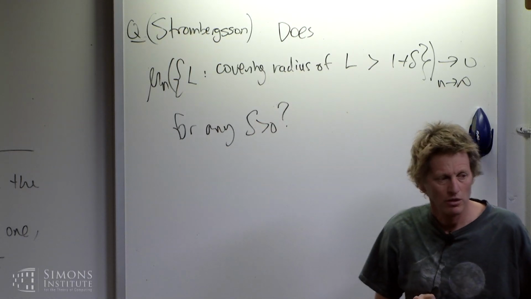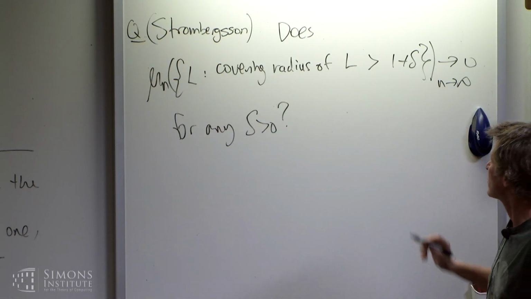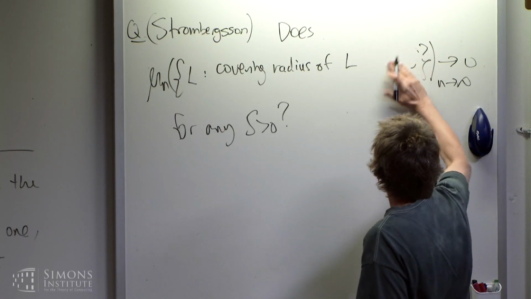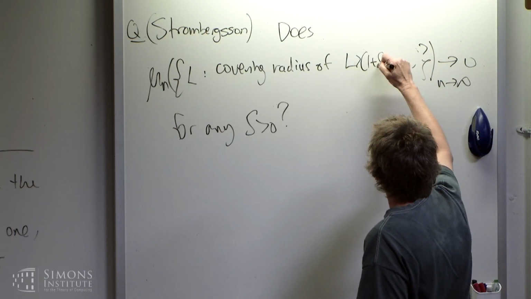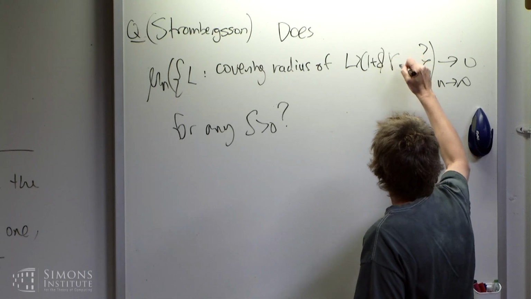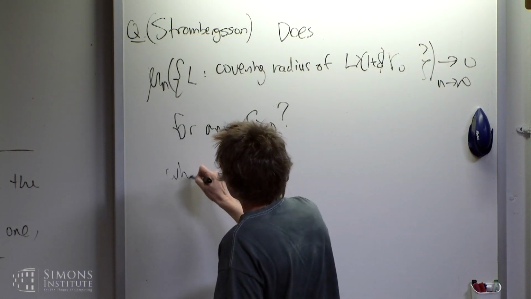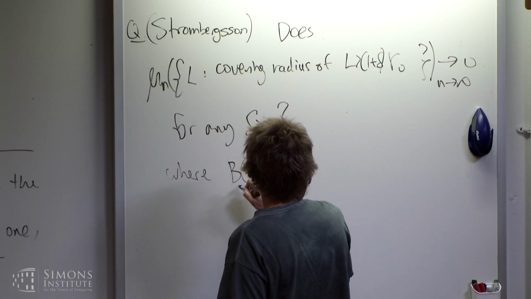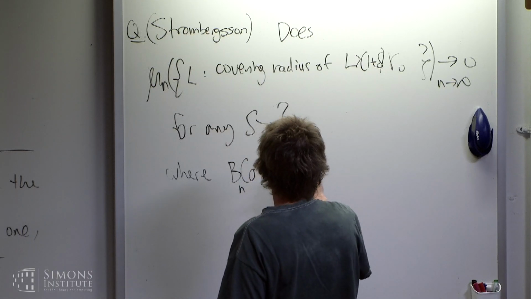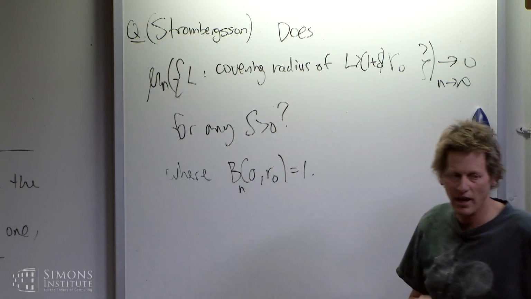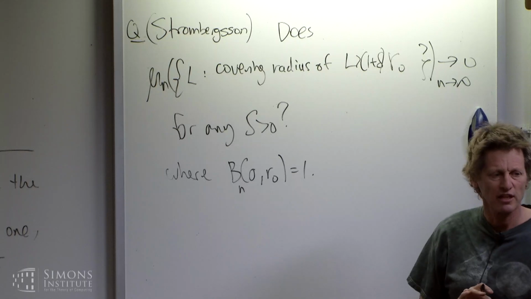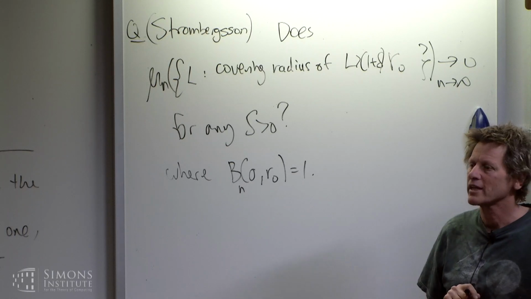Okay, so sorry, 1 plus delta times by 0, where so when I use volumes, everything rescales nicely, so the obvious lower bound is 1.